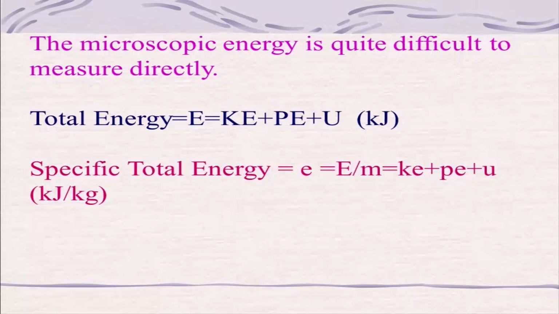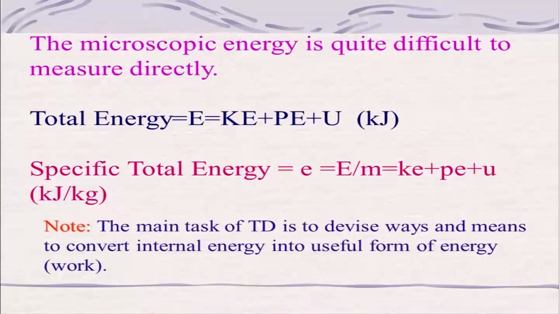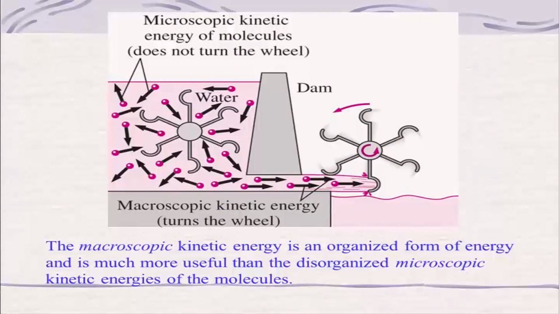So the specific total energy, as I told you, is the total energy per unit mass. And as I said, the main task of thermodynamics is to devise ways and means to convert this internal energy into a useful form of energy that we call work. And let us look at why we call it an unorganized form of energy.